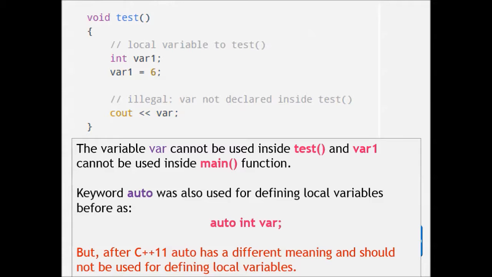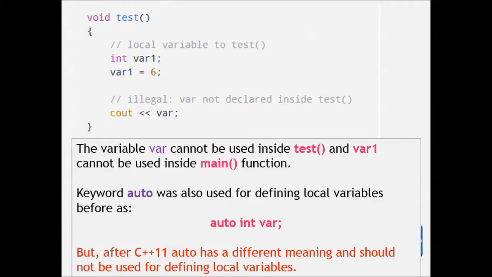Similarly, we define another variable in our main function and we name it var. So if we use that var in this function body, we write cout var. This is illegal because it is not declared inside the test function. var is declared in the main function and it is only usable in the main function body. So the variable var cannot be used inside test and var1 cannot be used inside the main function.